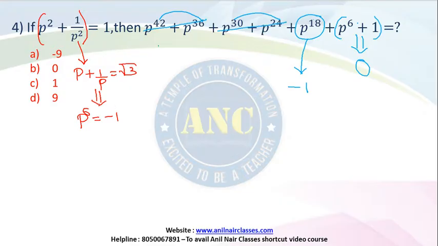Let me check once again. P power 42 plus p power 36, the value is 0. 30 and 24, the value is 0. P power 6 plus 1, the value is 0. P power 18 is the only other thing which is left out. 18 is nothing but 6 times 3, so it is an odd multiple of 6, and whenever it is an odd multiple of 6, the value is minus 1. The answer for this question should be minus 1.